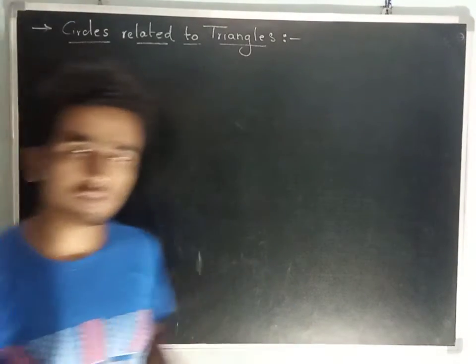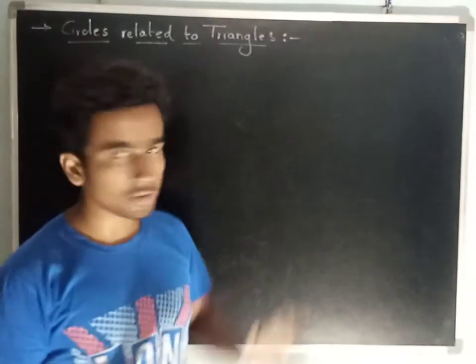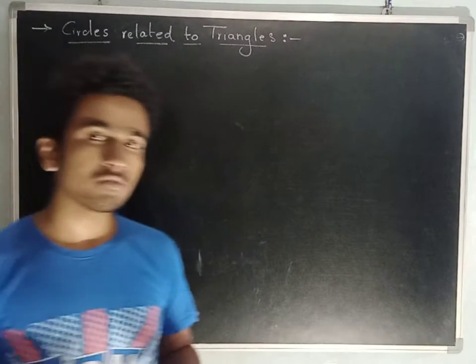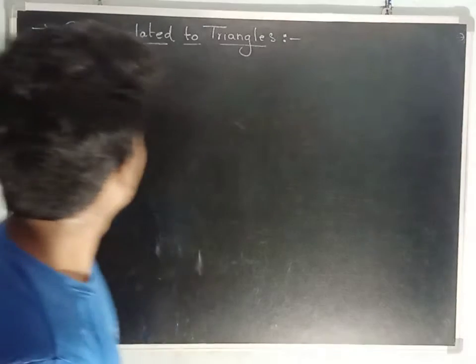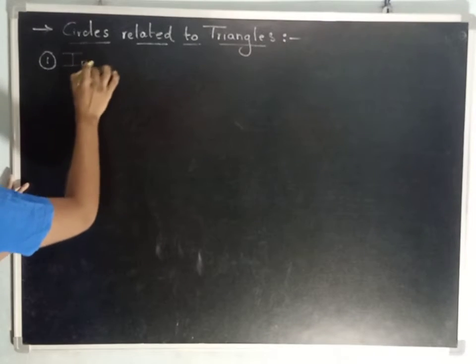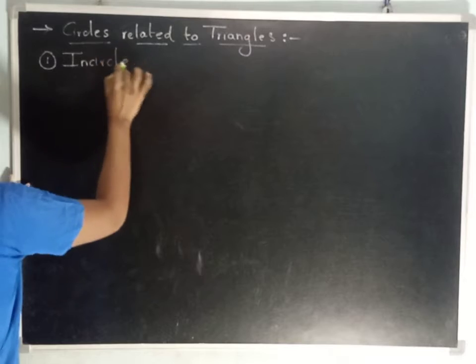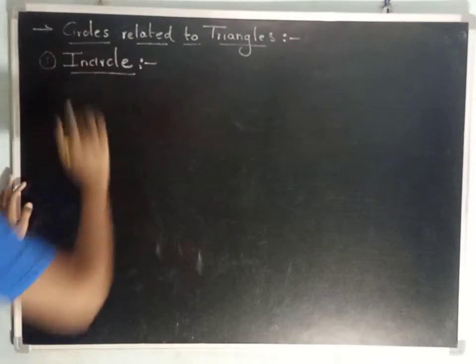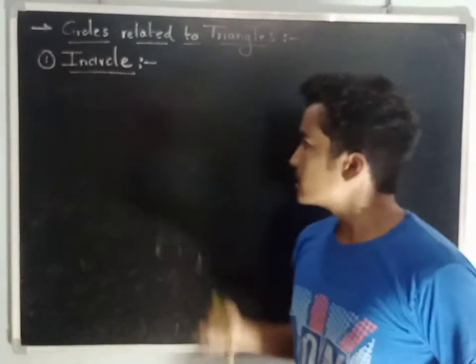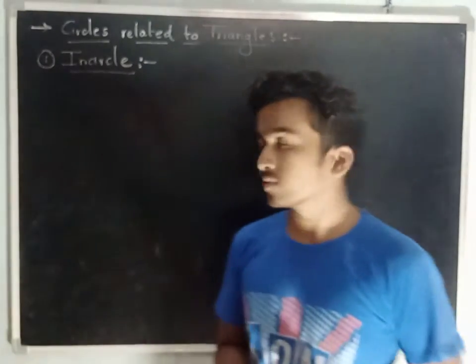So first of all, we try to understand about these two types of circles and their major results, and then we will move on to further concepts. The first one is the incircle. In this video, we are going to discuss only the incircle, its meaning and its results. Okay.